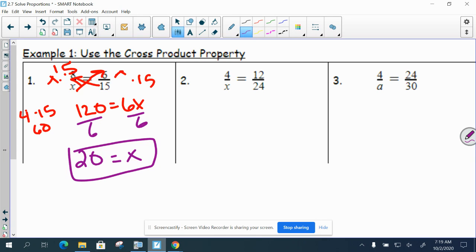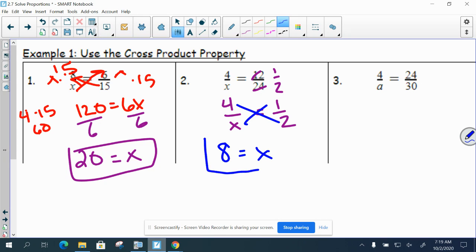So let's try that in number 2. Let's simplify 12 over 24, which is 1/2. So then you have 4 over x equals 1/2, and let's use the cross product. So you can compare if you want. I'm just going to practice with cross product. So 4 times 2 is 8. 1 times x is x, because we're going to get to a point where you're not going to be able to compare. So we'll just practice using the cross product now.